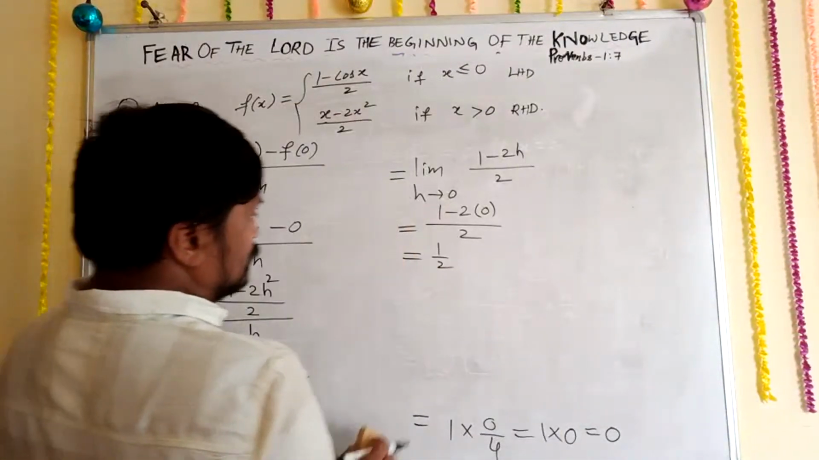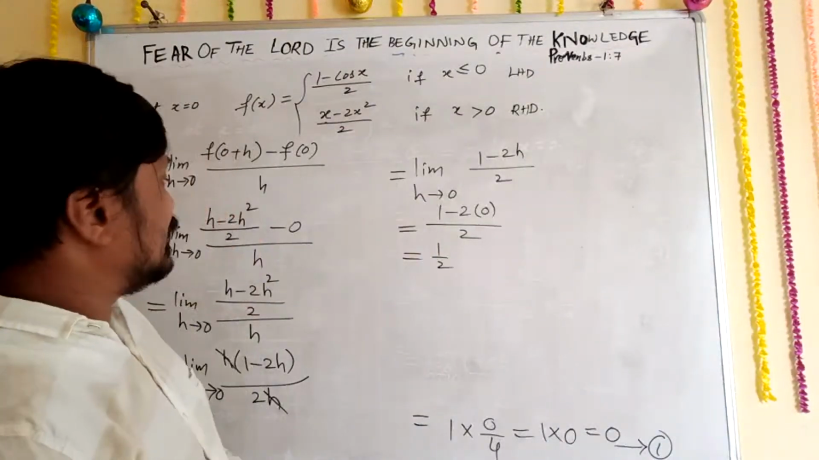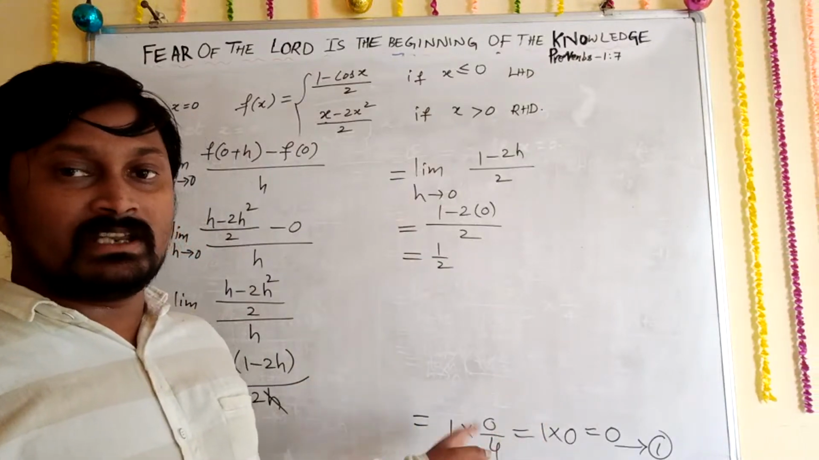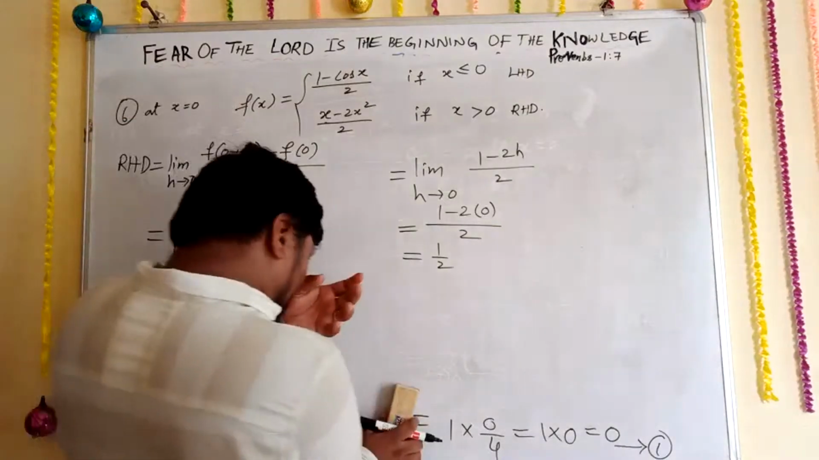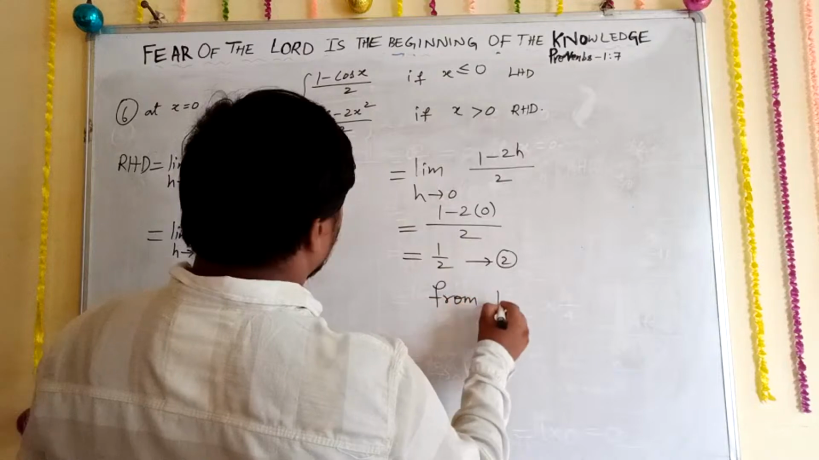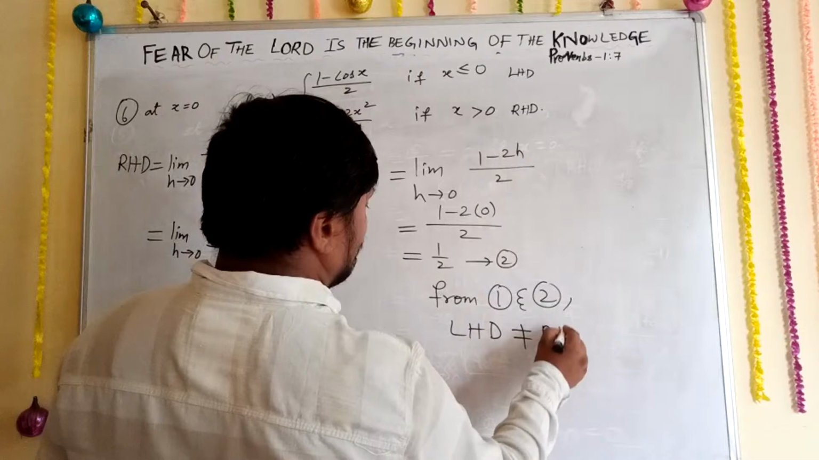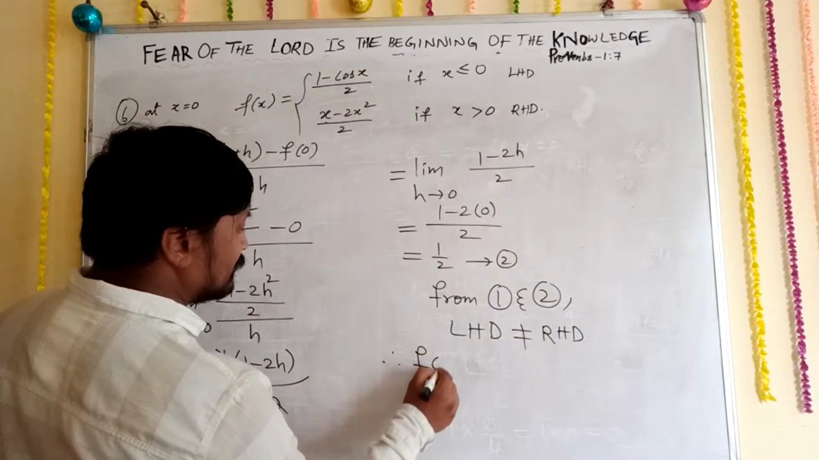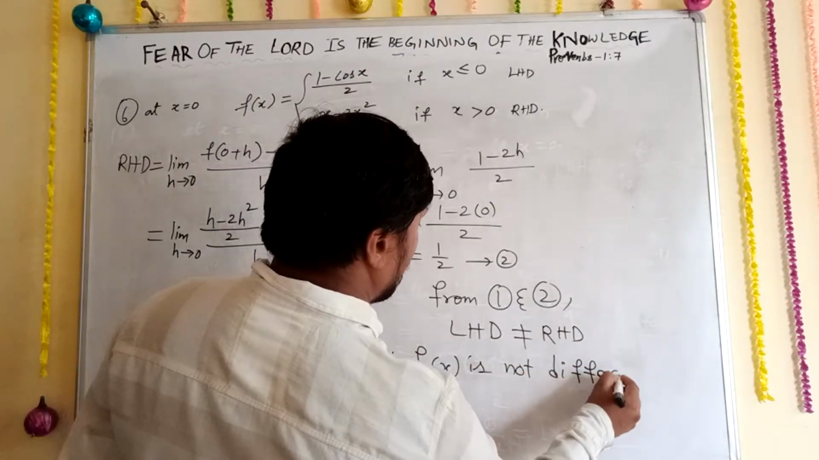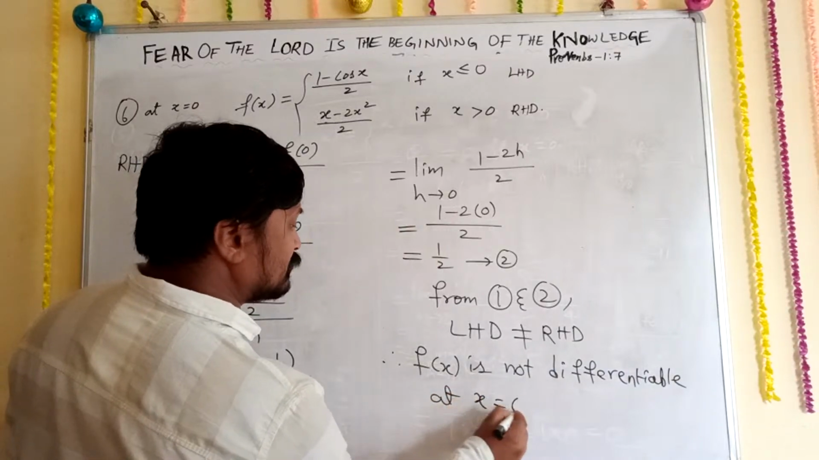So now here, equation number 1, you got LHD as 0 and RHD as half. Are these both equal or not equal? We know that it is not equal. So we can write this is equation 1 and this is equation 2. From 1 and 2, LHD is not equal to RHD. Therefore, f of x is not differentiable at x is equal to 0.